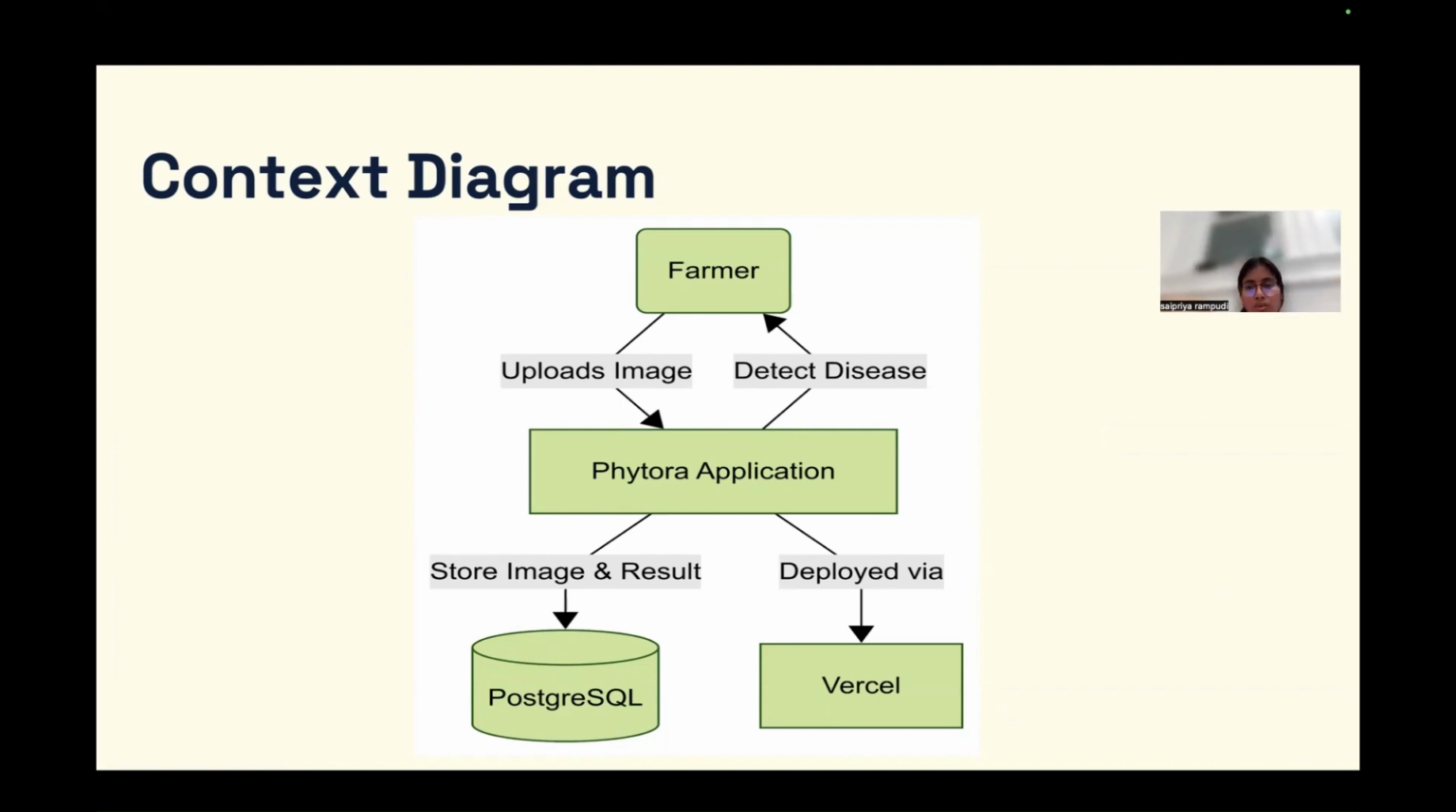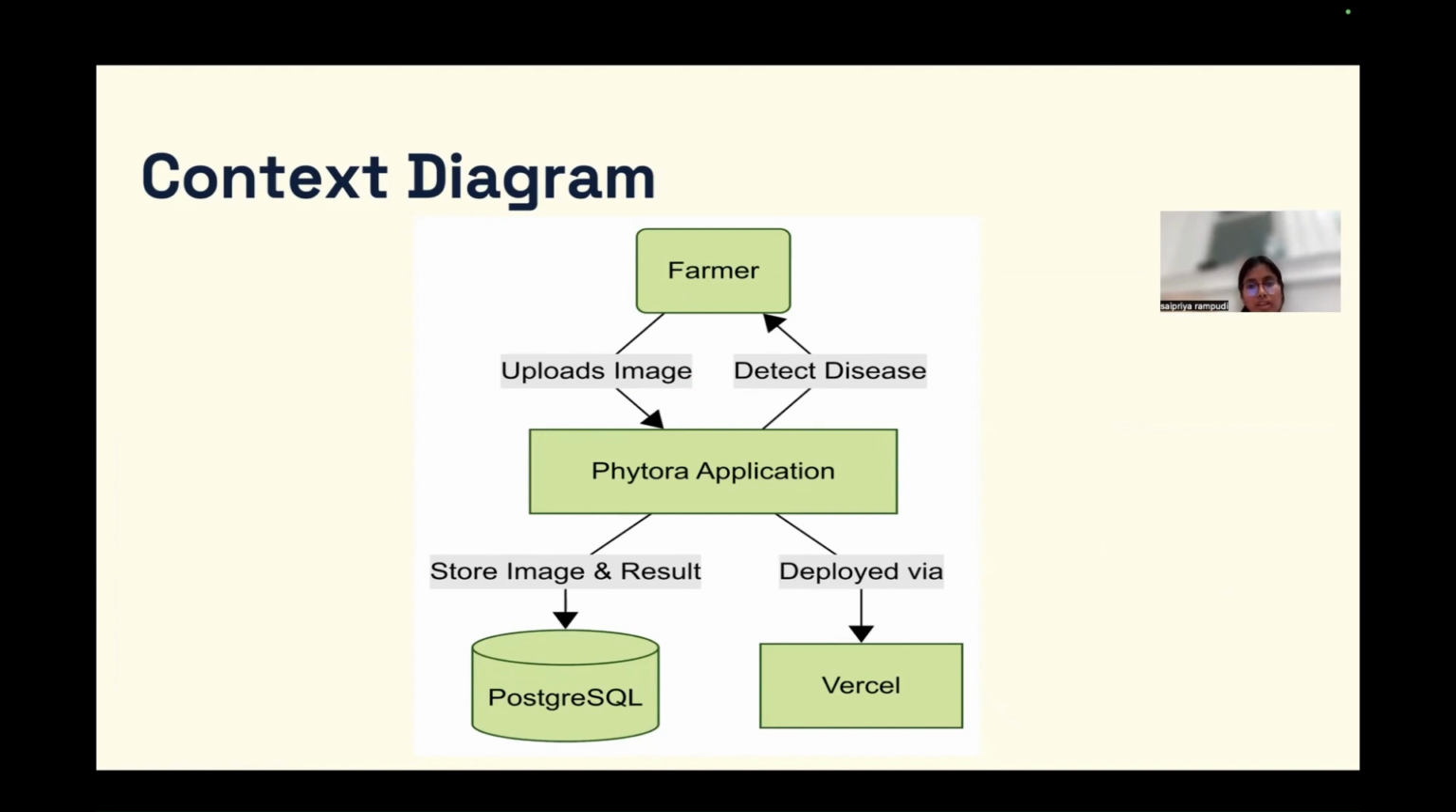The application is also deployed via Vercel, making it easily accessible to farmers from any device with an internet connection. So this context diagram effectively illustrates how data flows within the system and how the different components interact to deliver results.